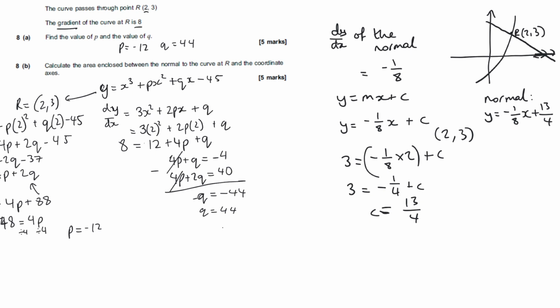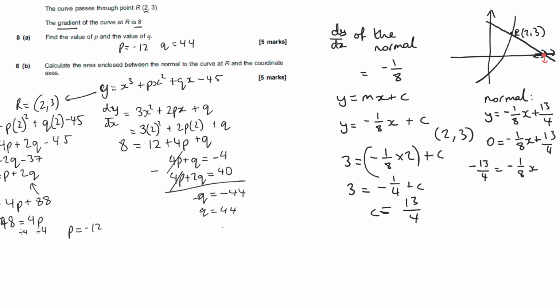We can see from our sketch that the normal intersects the x-axis. And we know at the x-axis, your y value is equal to 0. So by doing that, we can work out what that point is. So to do that, we need to substitute y is equal to 0 into the equation for the normal. Then we're going to rearrange it. So then minus 13 over 4 is equal to minus 1 over 8x.